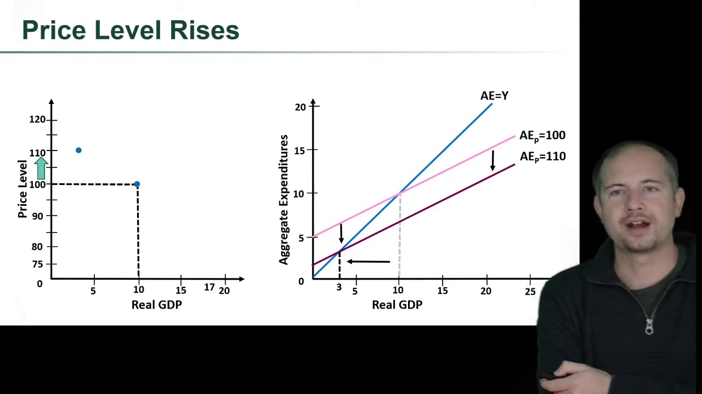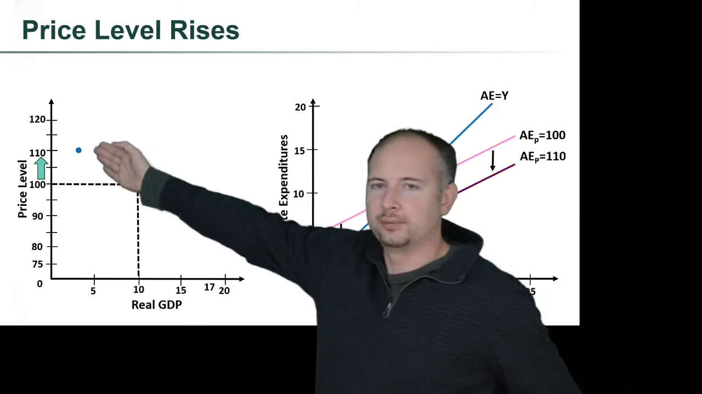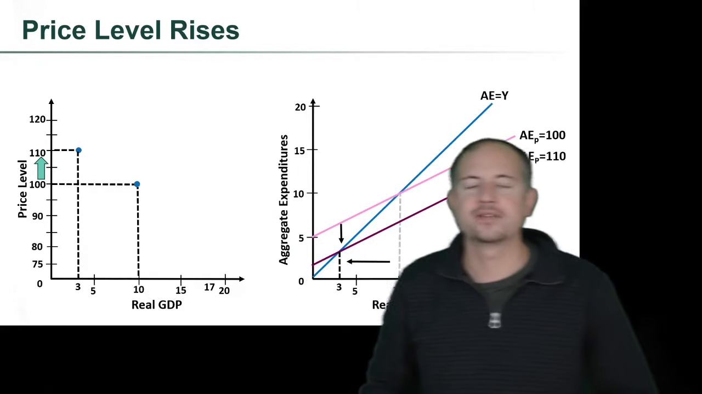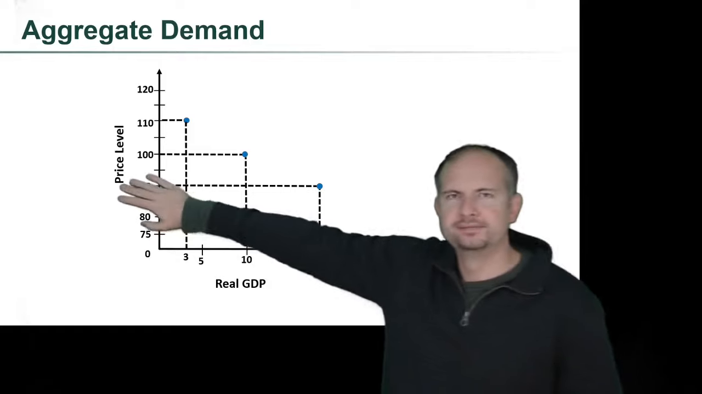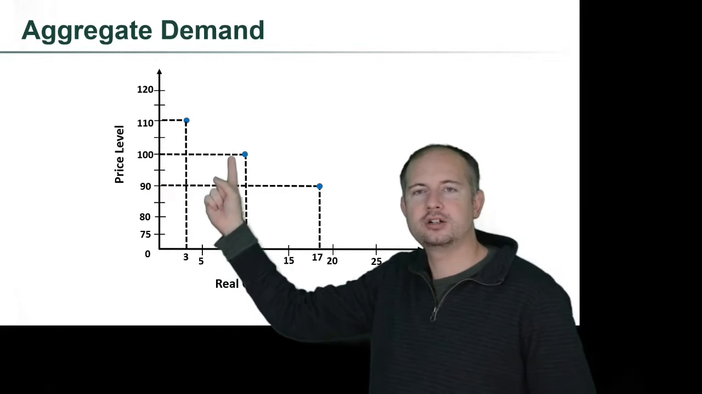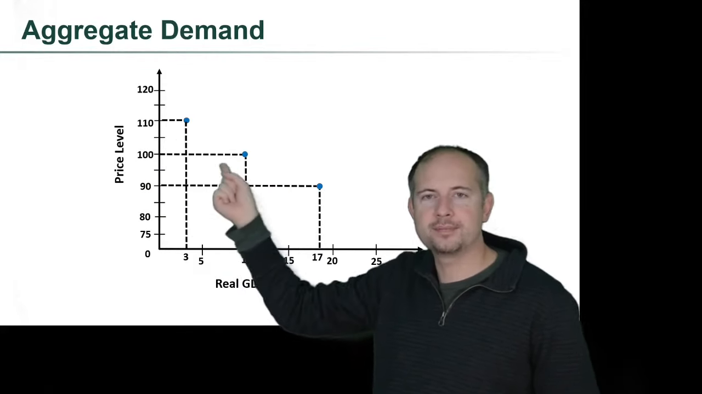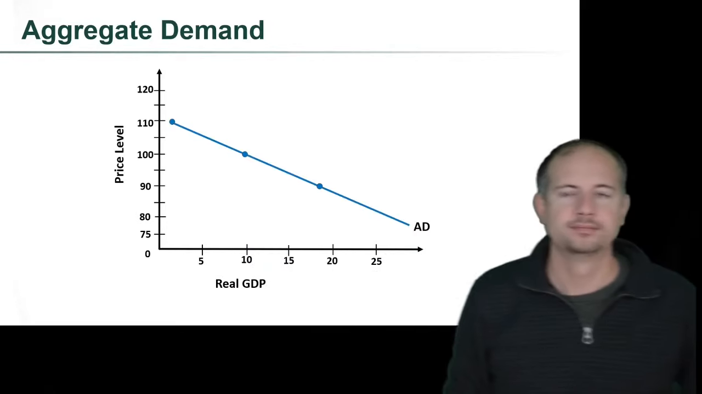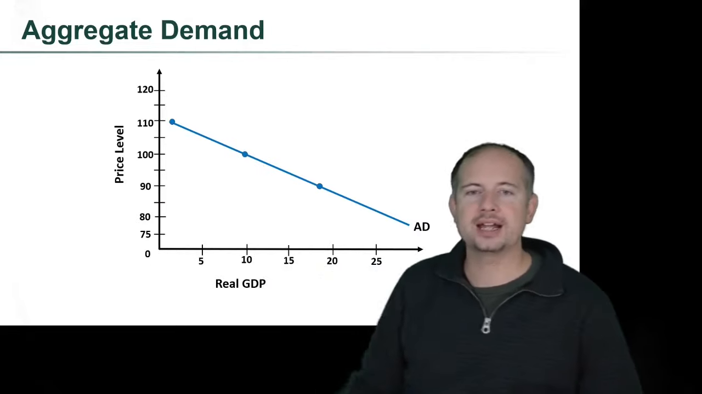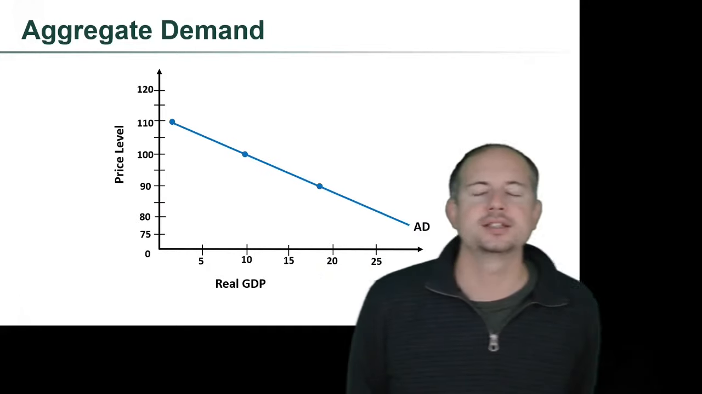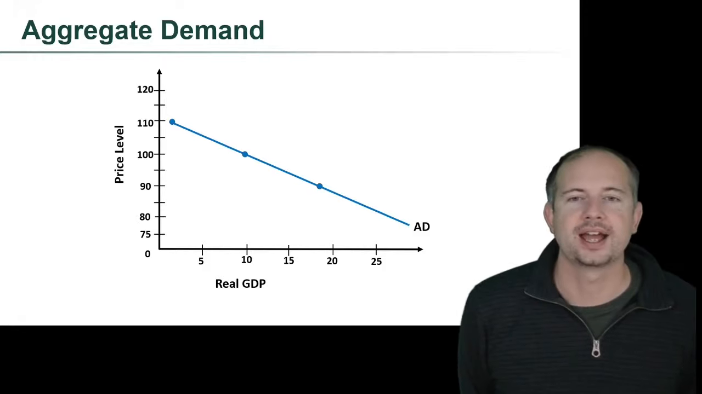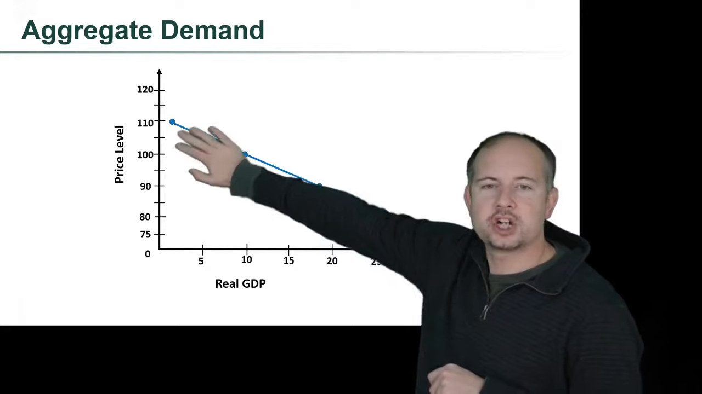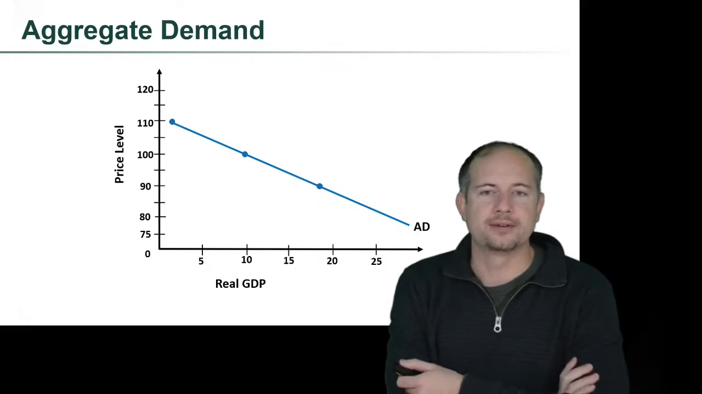So we can graph that again. Price goes up to 110, real GDP goes down to 3. So now we've got 3 points together. So these are the original. Price goes down, GDP goes up. Price goes up, GDP goes down. We connect all of them. All of these combined, when we connect them, let us show that aggregate demand slopes down.